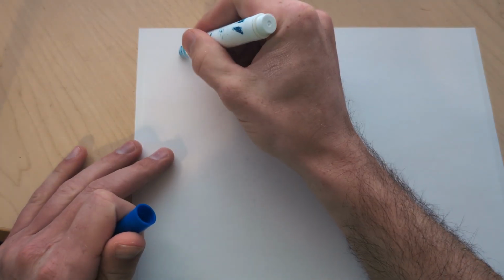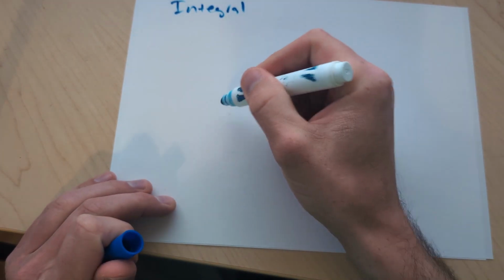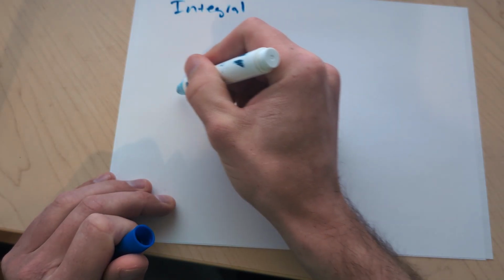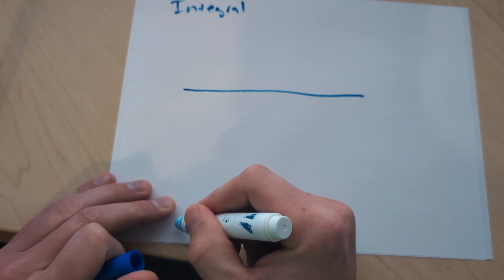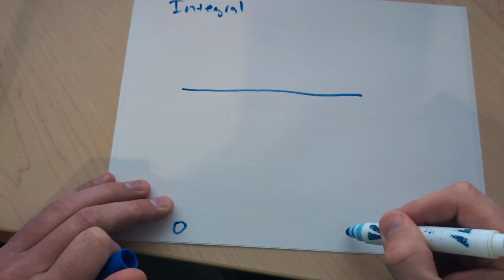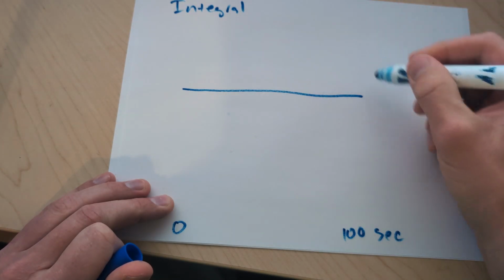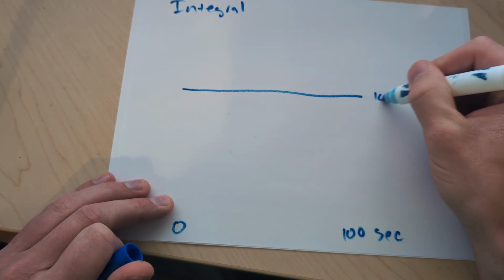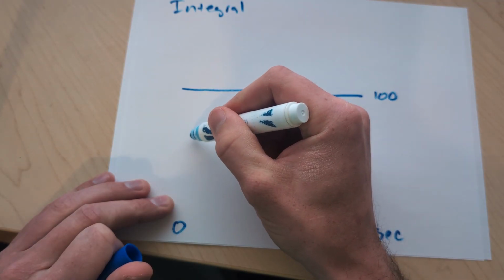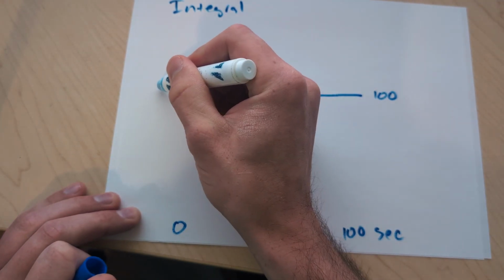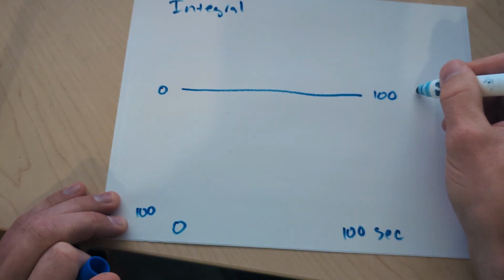Integral is time-based. So here's our set value again. And now this one is going to be on a time scale of, let's just say 0 to 100 seconds. We'll call our set value 100 again. So let's say we're down here at 40 degrees away. So 0 degrees away, 100 degrees away from our set value.